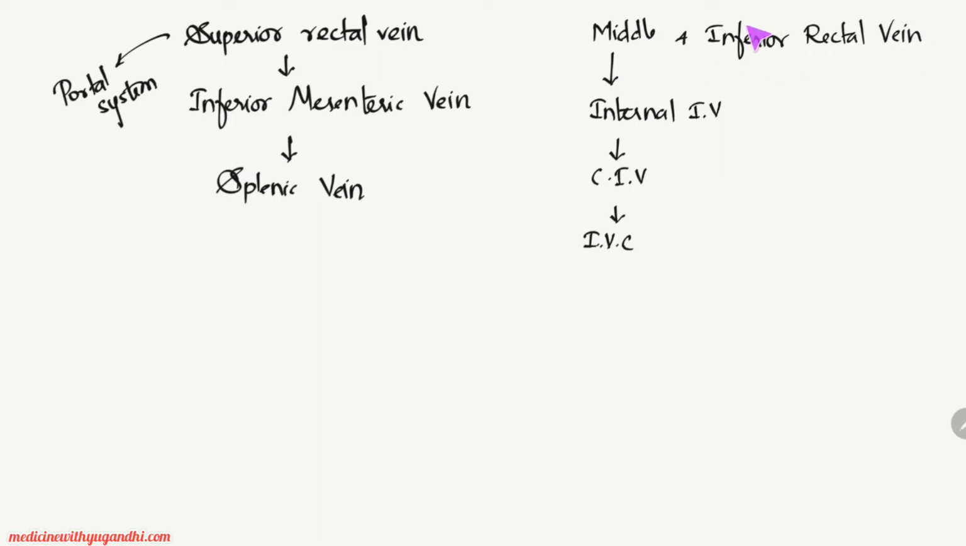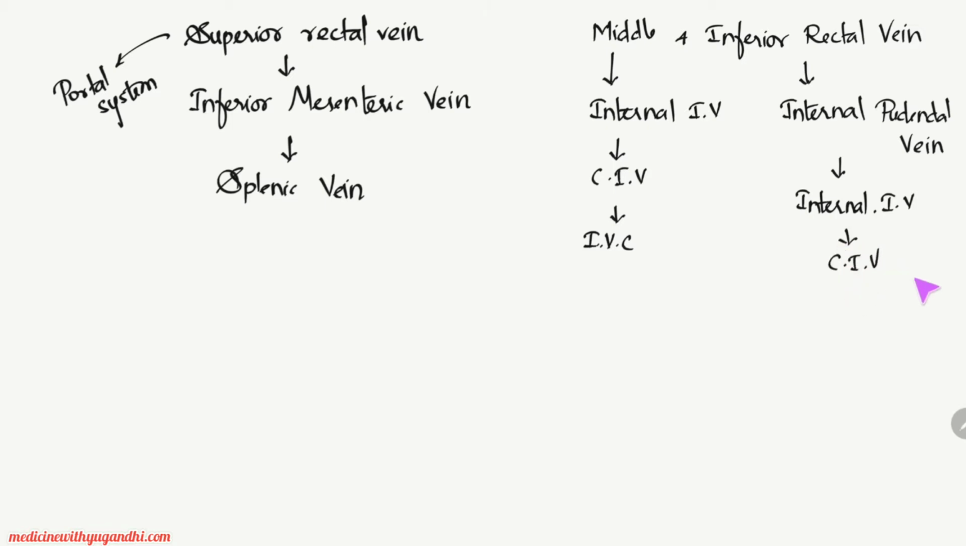So the inferior rectal vein has a different pathway of drainage. The inferior rectal vein drains into the internal pudendal vein, and then this internal pudendal vein drains into the internal iliac vein, and this internal iliac vein in turn drains into the common iliac vein, and this common iliac vein drains into the inferior vena cava. So finally both the middle and inferior rectal veins drain into the inferior vena cava, and thus they come under systemic veins.